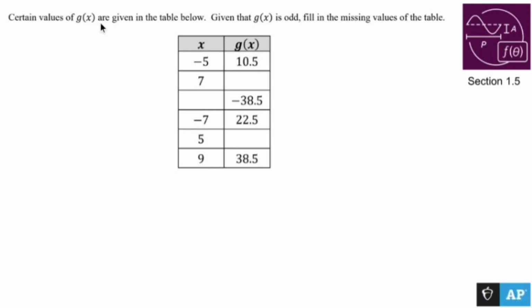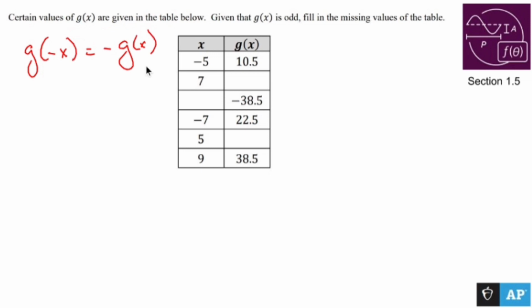Certain values of g of x are given in the table below. Given that g of x is odd, fill in the missing values of the table. Now, the sign of an odd function is this. If I give you g of negative x, you are going to get negative g of x.